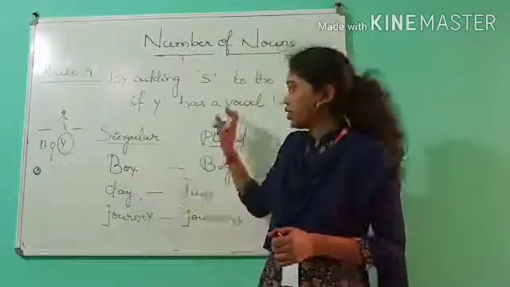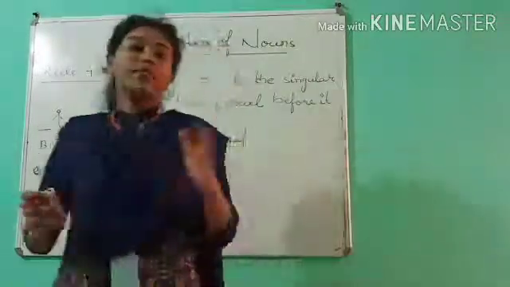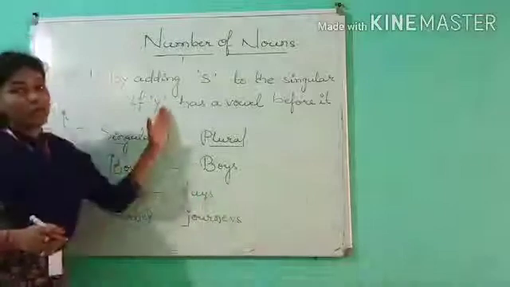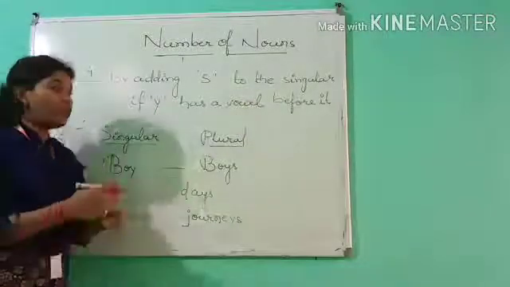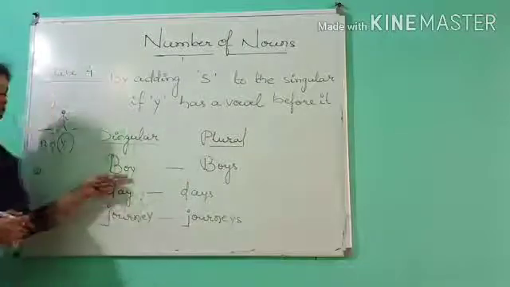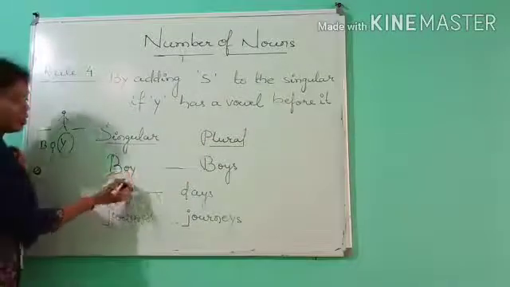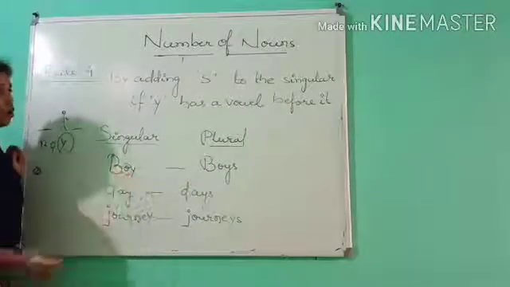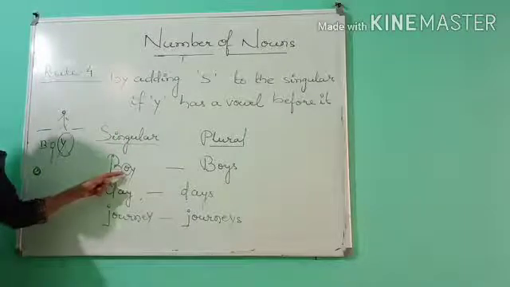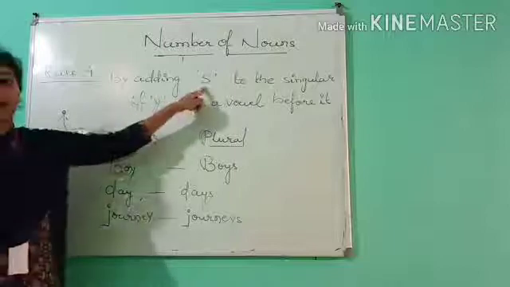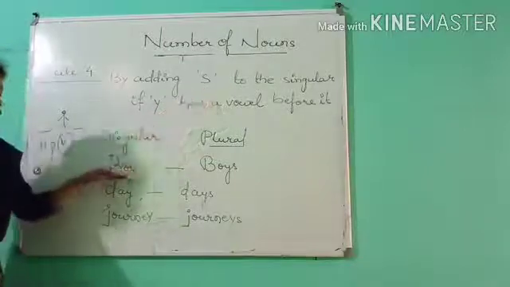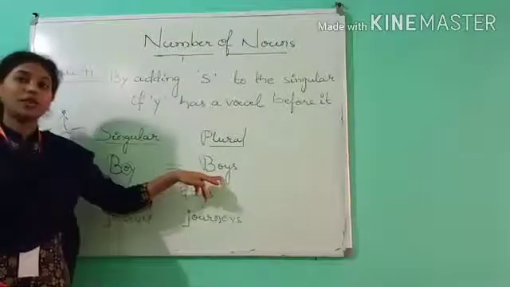O. So the rule is saying, rule number 4, that if a word has y at the end and if this y has a vowel before it, that means before y, the letter we can see here is O. So if there is a vowel before the last letter, then we need to add s to it. Like B-O-Y, boy, that is boys.